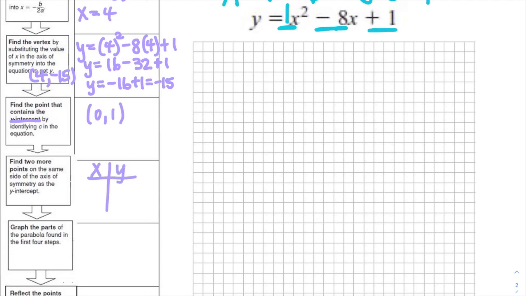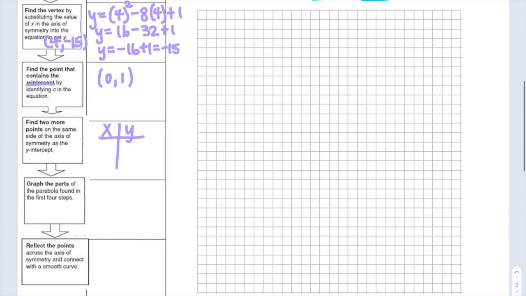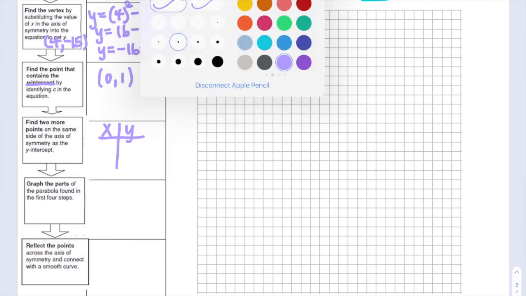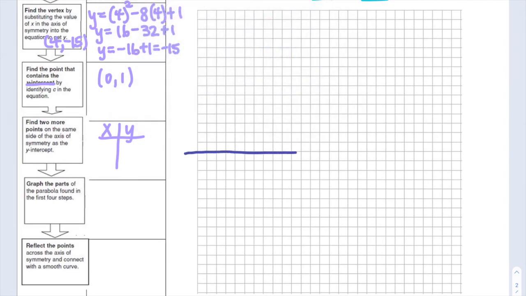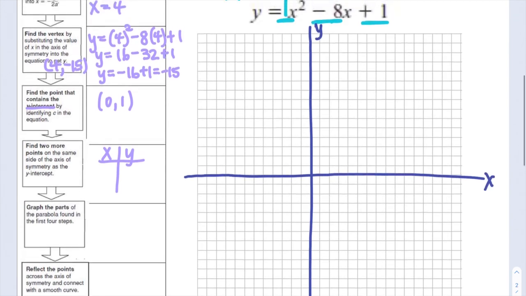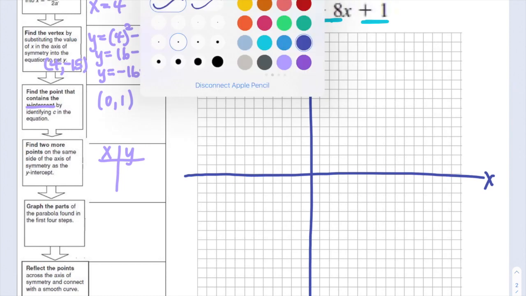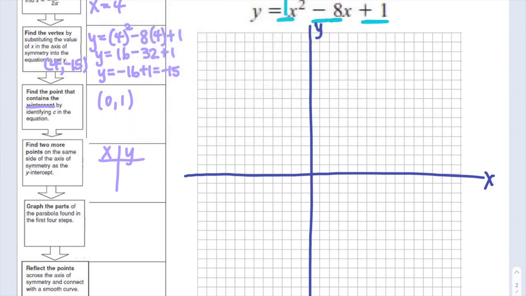Now, what I think is the best option is to go ahead and graph the information you have so that you are strategically identifying x values to use. So draw our x-axis and our y-axis. Okay, our axis of symmetry is at 4. 1, 2, 3, 4. So I just do a dotted line to know that's my axis of symmetry.